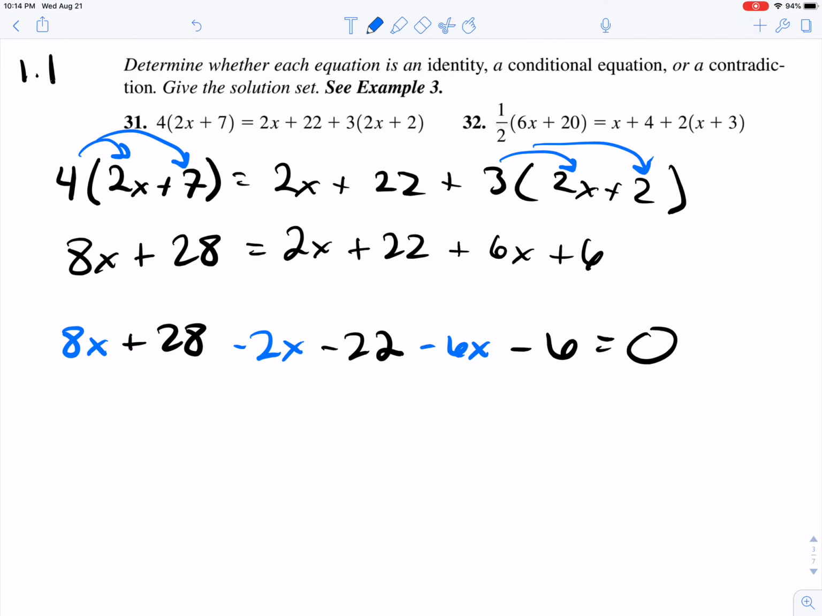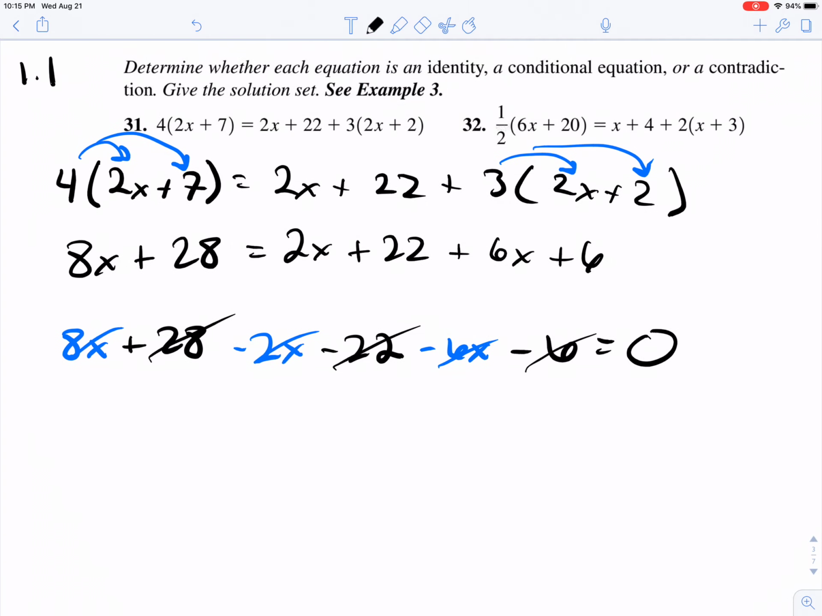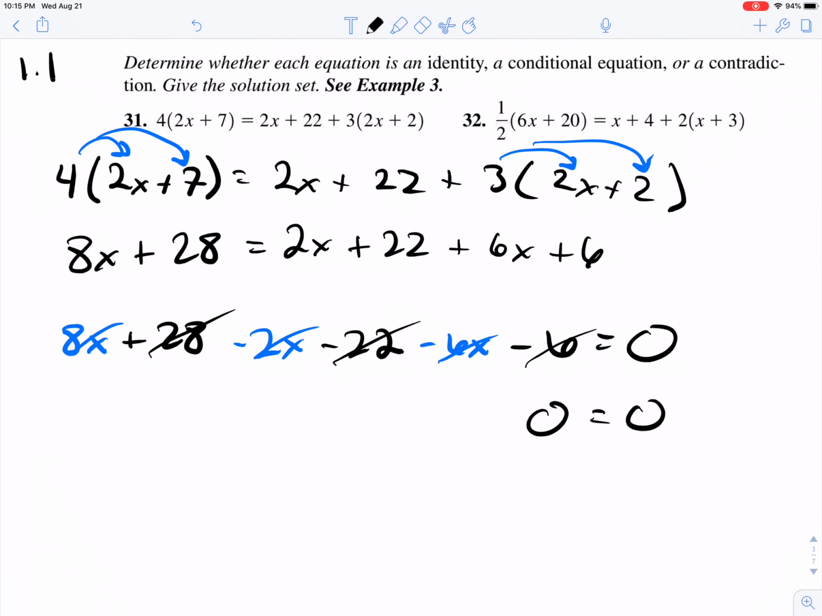8 minus 2 is 6. 6 minus 6 is 0. So those essentially all cancel each other. All right? So then we're left with, let me see, 28 minus 22, I think that's also 6. 6 minus 6, so when we combine like terms there as well, those cancel as well. So ultimately, we finish with 0 equals 0.